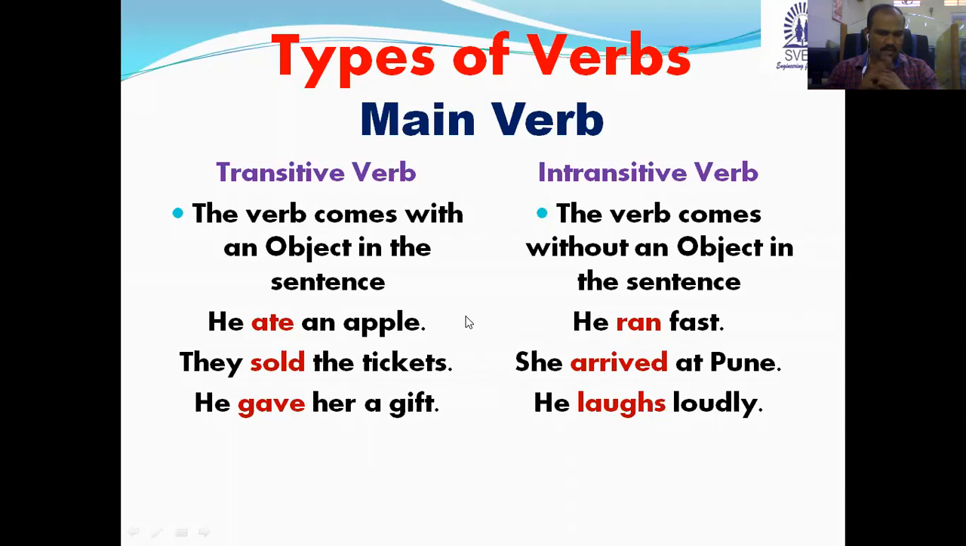There are two objects. Her, and a gift. Very good. Both objects are there. He is the subject, gave is the verb, her is the indirect object, which we can get the answer by asking the question to whom.